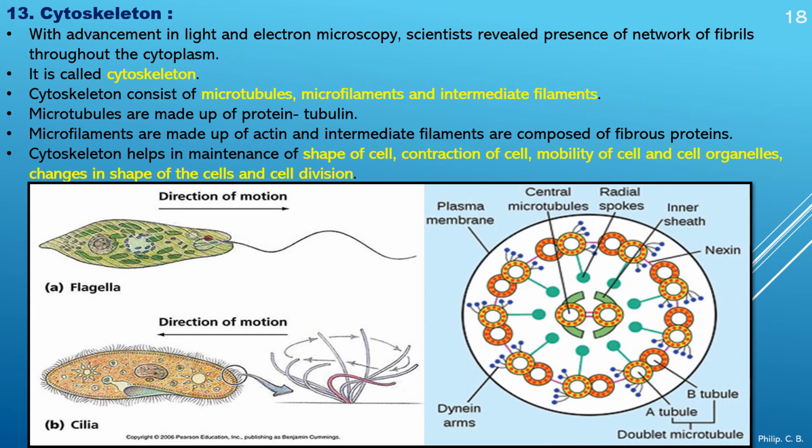Here I have given a few images along with the cytoskeleton, showing the direction of motion for flagella, carried out by the flagella, and in the second one the cilia. In the first one, the example is Euglena, which has a single flagellum, and the lower one, Paramecium, which all of you know has cilia, a slipper-like body with cilia present throughout the body, right? And on the right side you can see the various parts: plasma membrane, central microtubules, radial spokes, inner sheath, next fin, B tubule, A tubule in a doublet microtubule, dynein, etc.